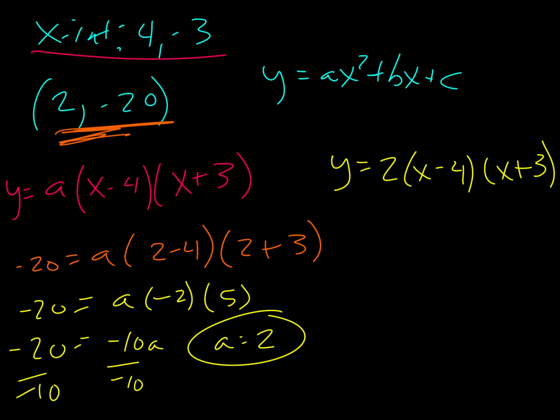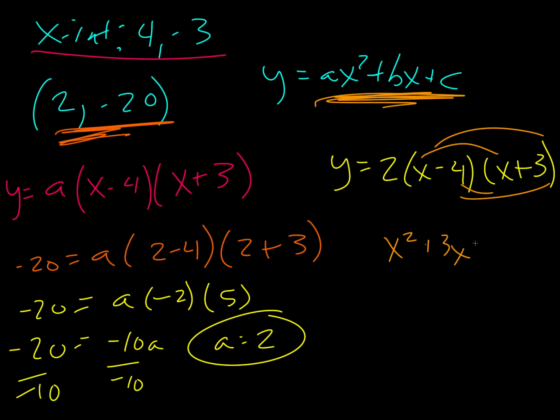Now in the previous problems, we would have stopped there, but they specifically ask us to put it in this form. So that means we need to multiply it out. So I'm going to ignore the 2 just for a second and do the distribution like this. So x times x is x squared, x times 3 plus 3x minus 4x, and minus 12. Now all of this is still multiplied by 2.